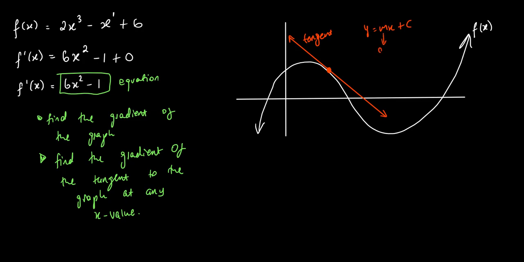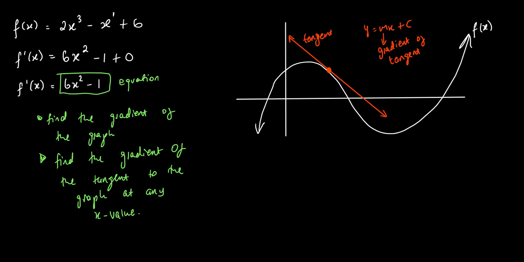M is the gradient of your straight line. So in this case, our straight line is a tangent, so it is the gradient of a tangent. Guys, a tangent is nothing special. A tangent is still a straight line, just that we are calling it tangent because it touches the graph at only one point. Tangent touches.